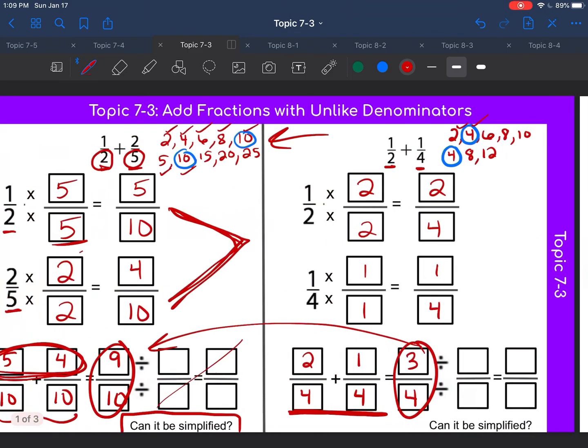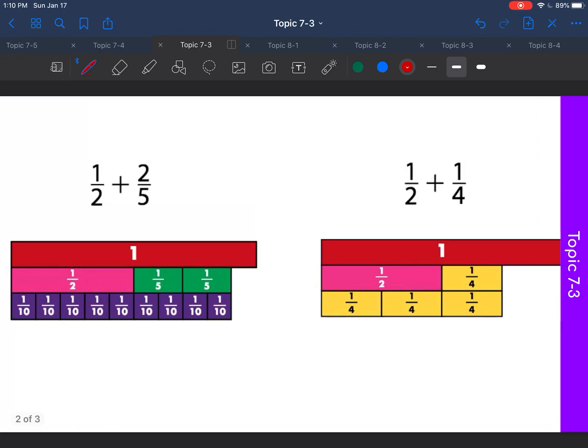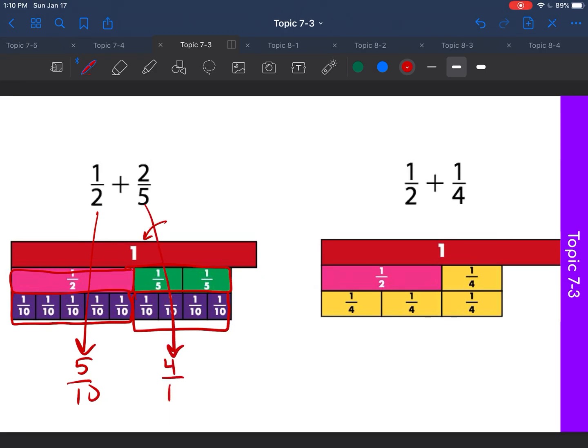So this is an example of those two problems we just went over. This is just showing you the common denominators. So if you look at this, this is one whole right here. We have 1/2, and then we have 2/5. And you can see that 2/5 is equal to 4/10, and 1/2 is equal to 5/10. You can see how those exactly match up. So that's how we got 5/10 plus 4/10. Because you can see those 4/10 match up perfectly and those 5/10 match up perfectly.